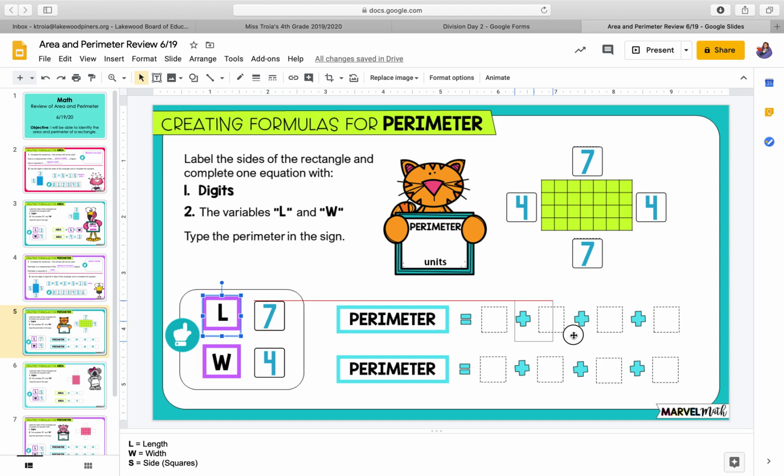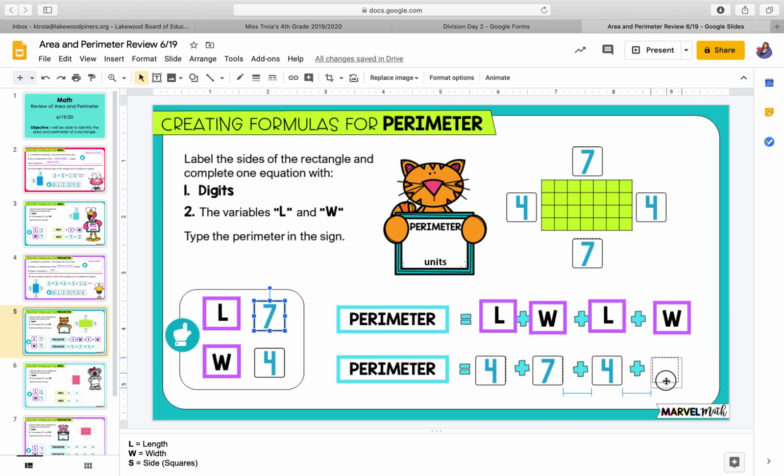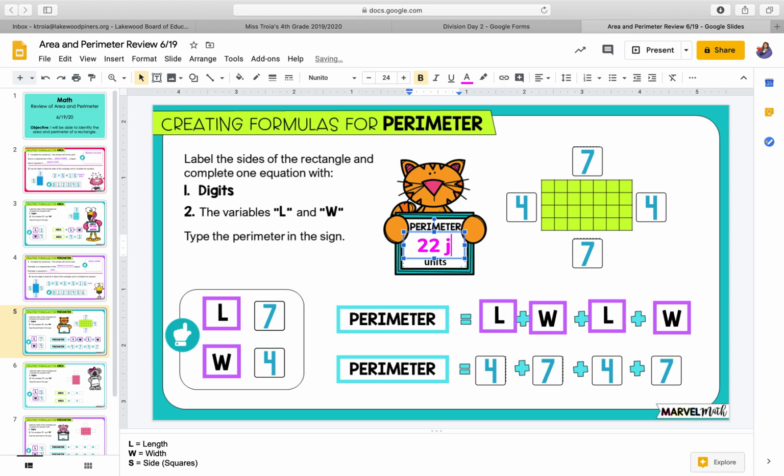So for the perimeter, we need to add length plus width plus length plus width. Okay, so we'll do 4 plus 7 plus 4 plus 7. And if I add 4 plus 7 plus 4 and 7, I get 22 units, and it's already labeled for us.